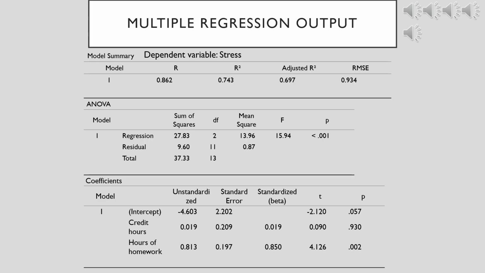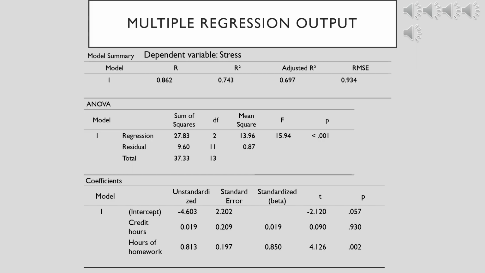All right, next question. Please interpret for me the slope of hours of homework. So first of all, where is the slope for hours of homework? When you see the unstandardized column, that is B. That is the slope for these two different variables, credit hours and hours of homework. So you can see that the slope for hours of homework is 0.813.